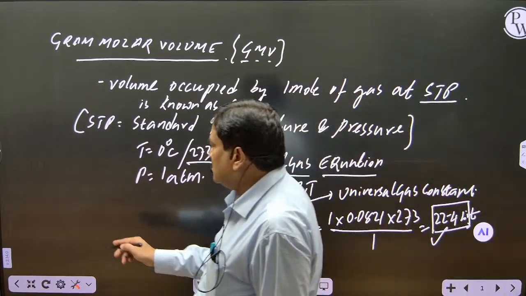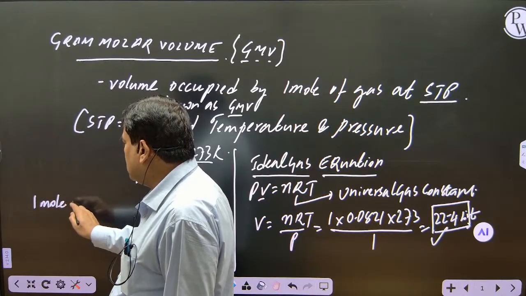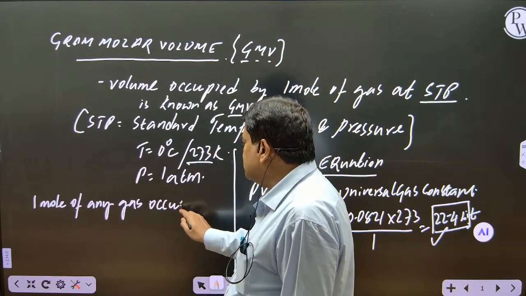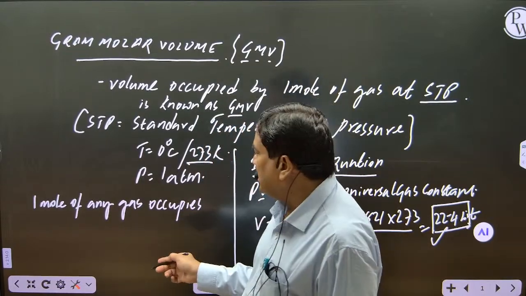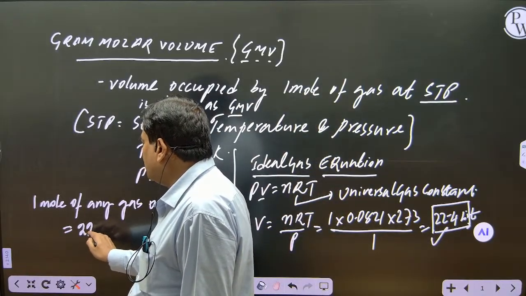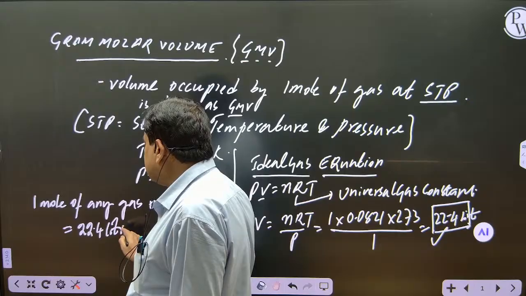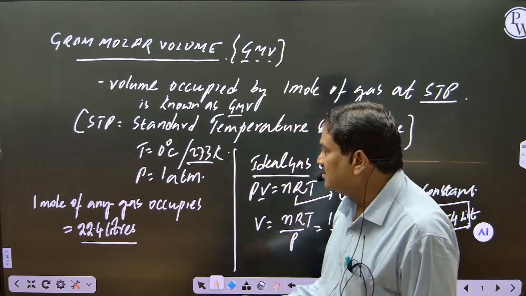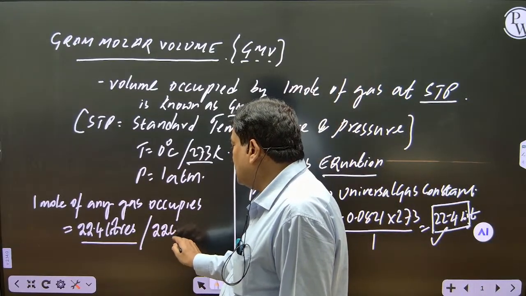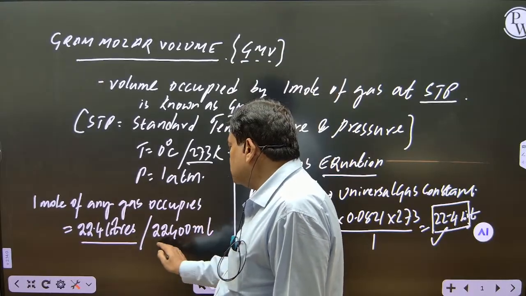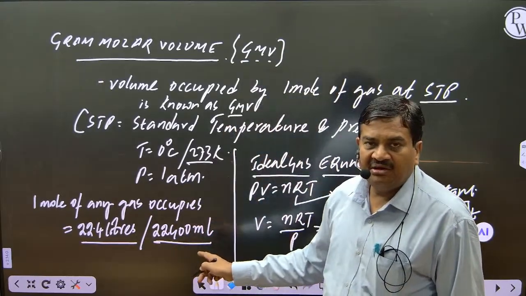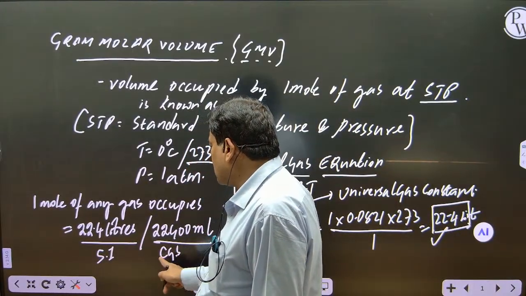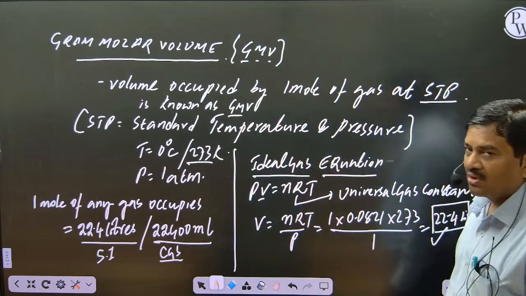So here make a note: 1 mole of any gas occupies 22.4 liters. Are you following, students? Whatever gas you take, 1 mole will occupy 22.4 liters. This is in SI unit. If you convert in CGS unit, 1 liter is how many milliliter? 1000 milliliter, no? That comes to 22,400 milliliter. So you have to see whether the examiner is asking in liter or milliliter. This is SI unit and this is CGS unit. Copy this.